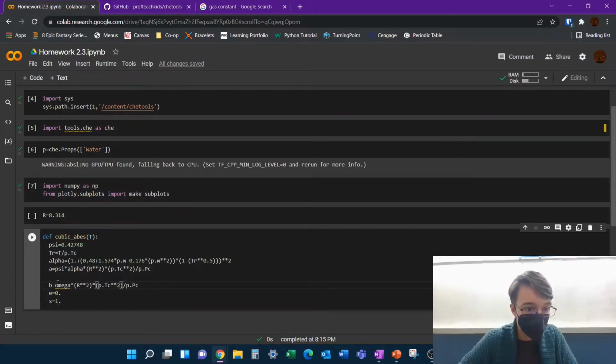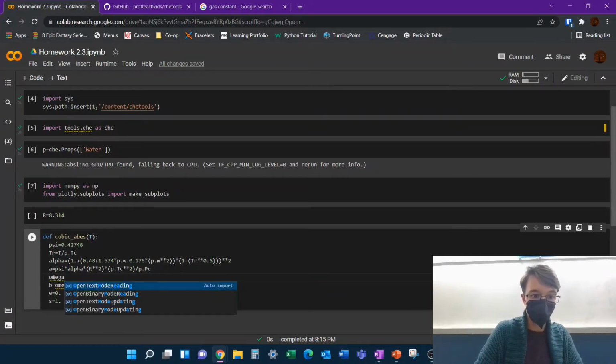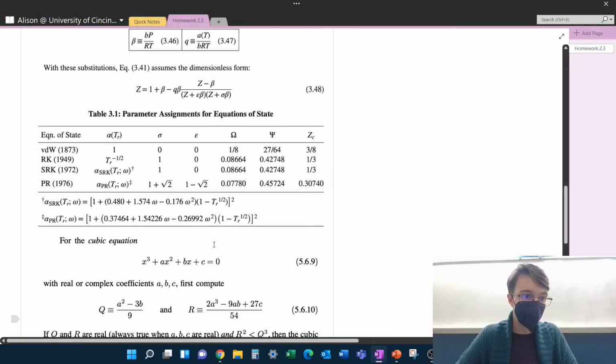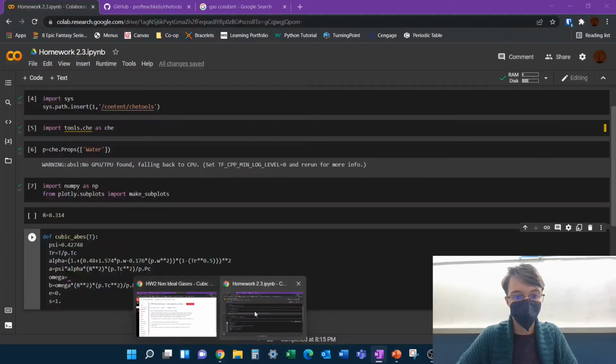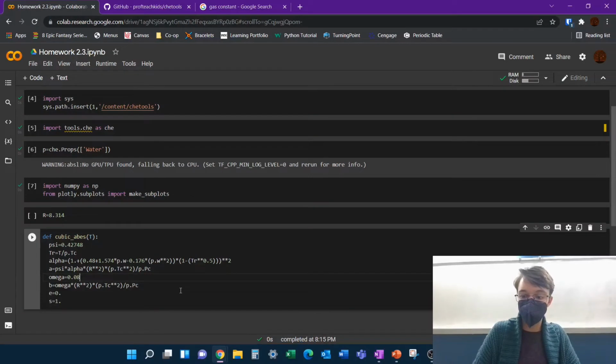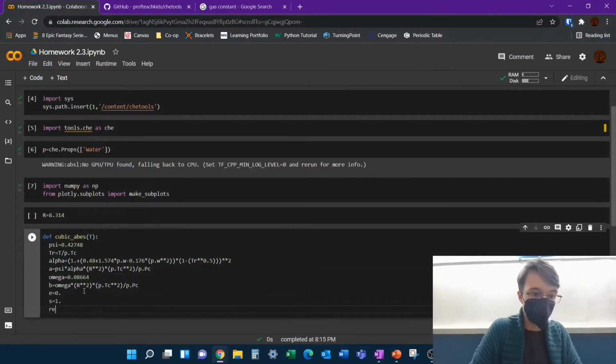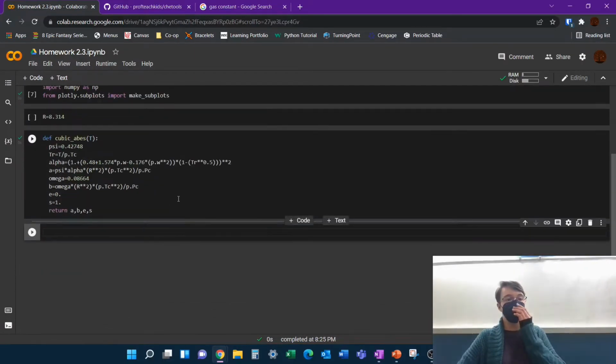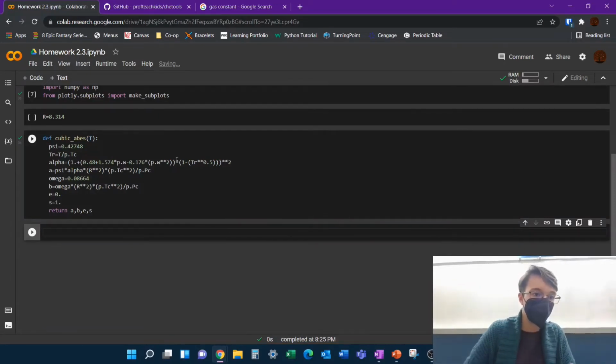Alright, so next we're going to need to know what omega is. Omega we can get from this chart over here. So for SRK, omega is 0.08664. Alright, so now we should have everything we need to solve for A, B, E, and S. So we can return those values. So return A, B, E, and S. Alright, shift enter. Alright, so it appears to have worked so far. Or at least that there's no glaring typos there.